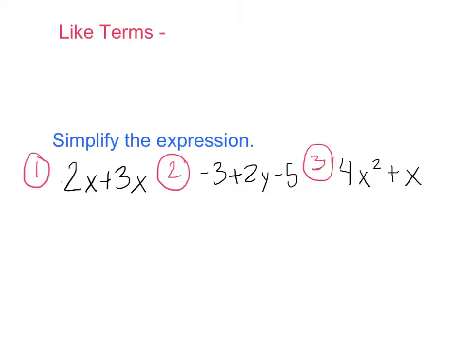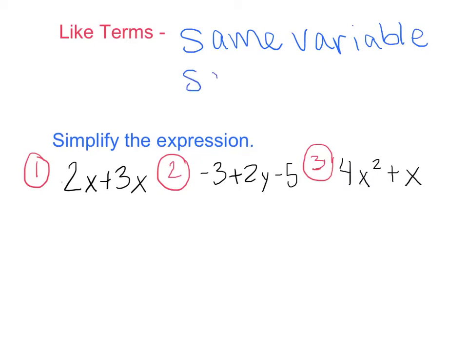Okay, so a good definition for like terms would mean they need to have the same variable, but not just the same variable, they also need the same exponent. For instance, x and x to the second would not be like terms. Just because they have x doesn't make them like terms.